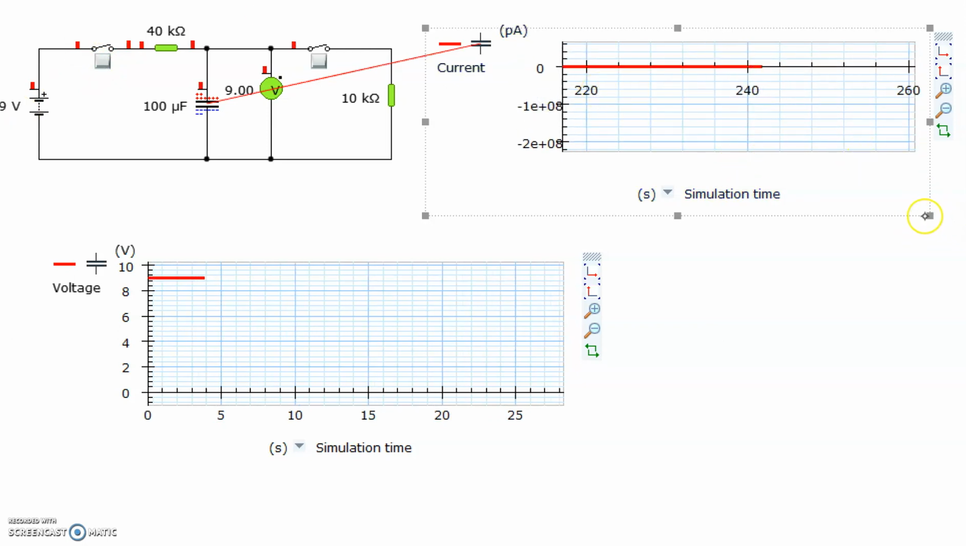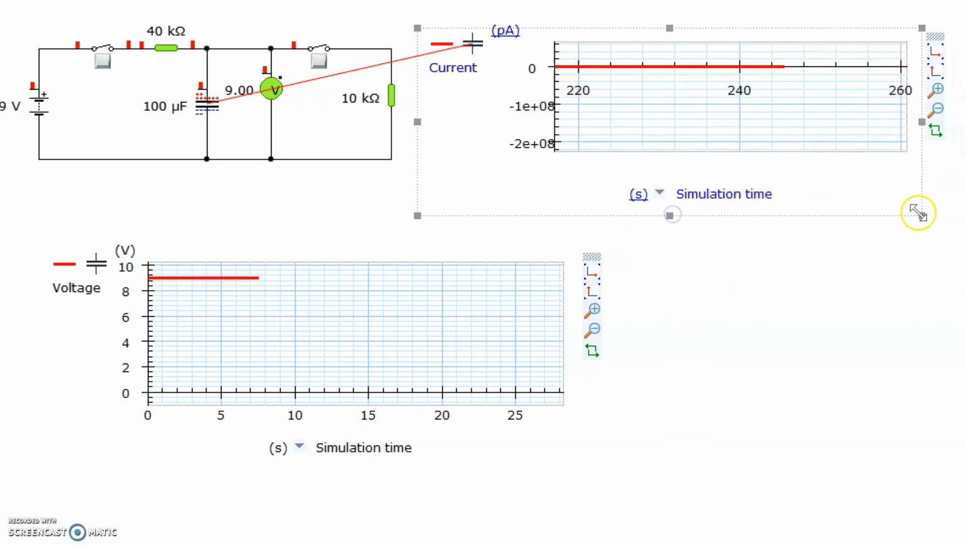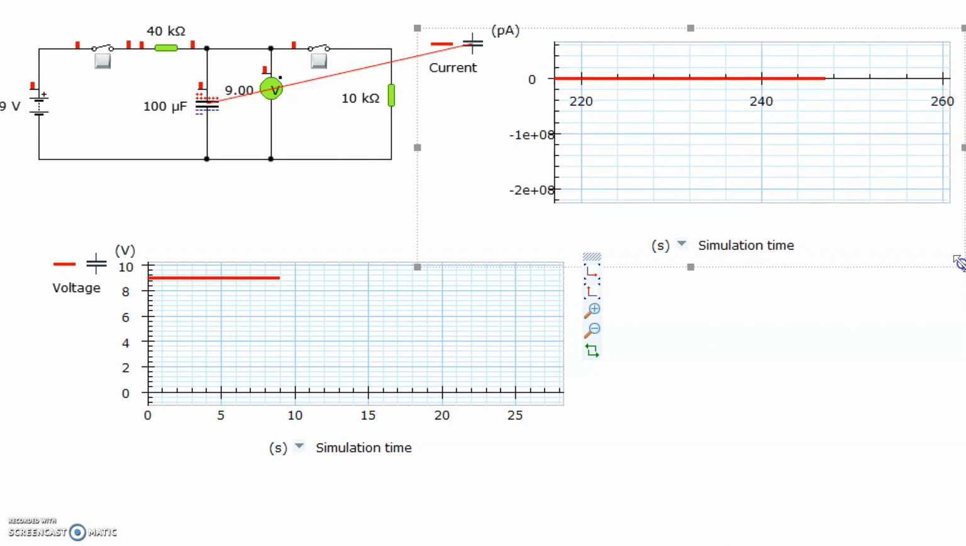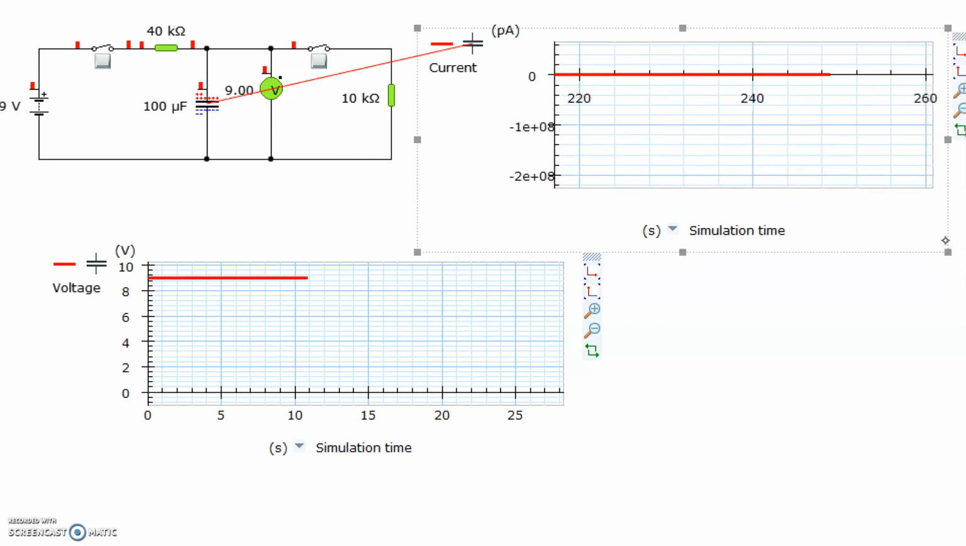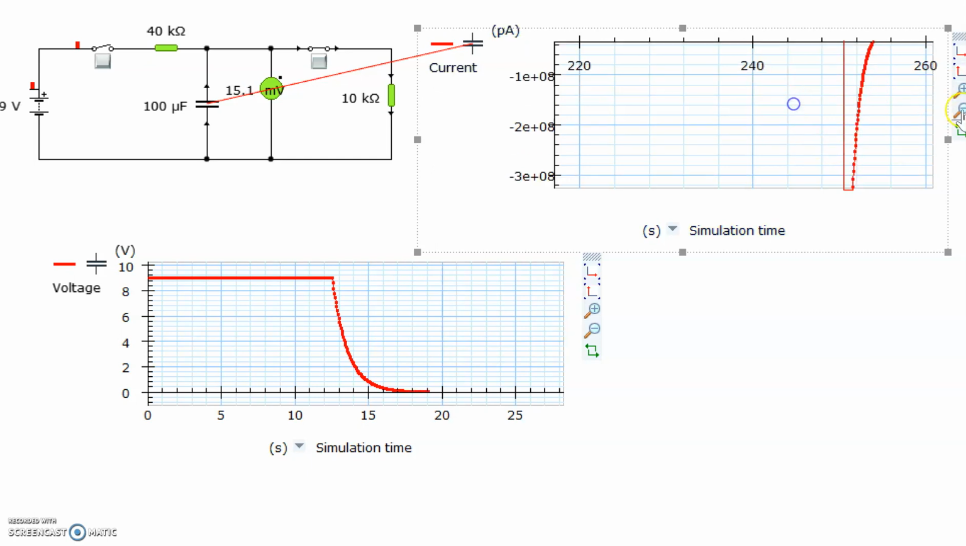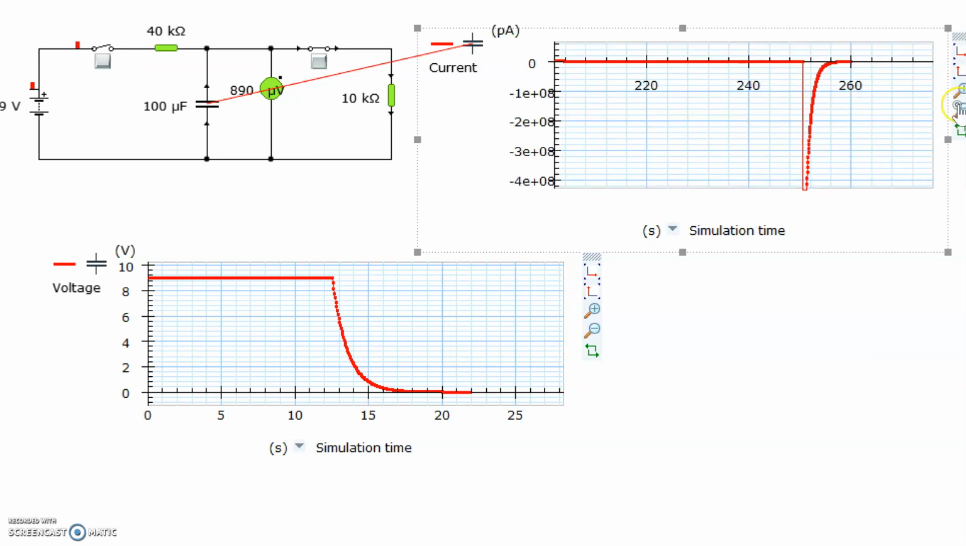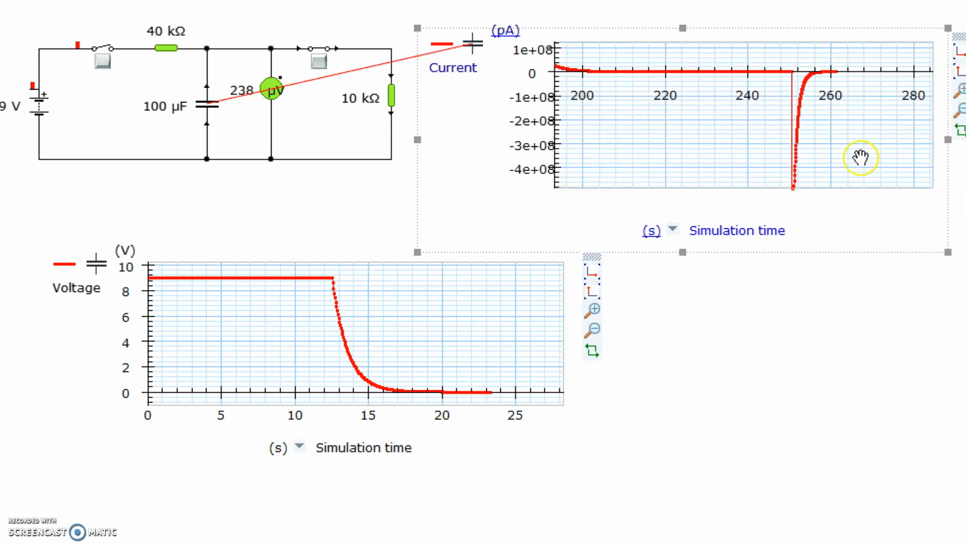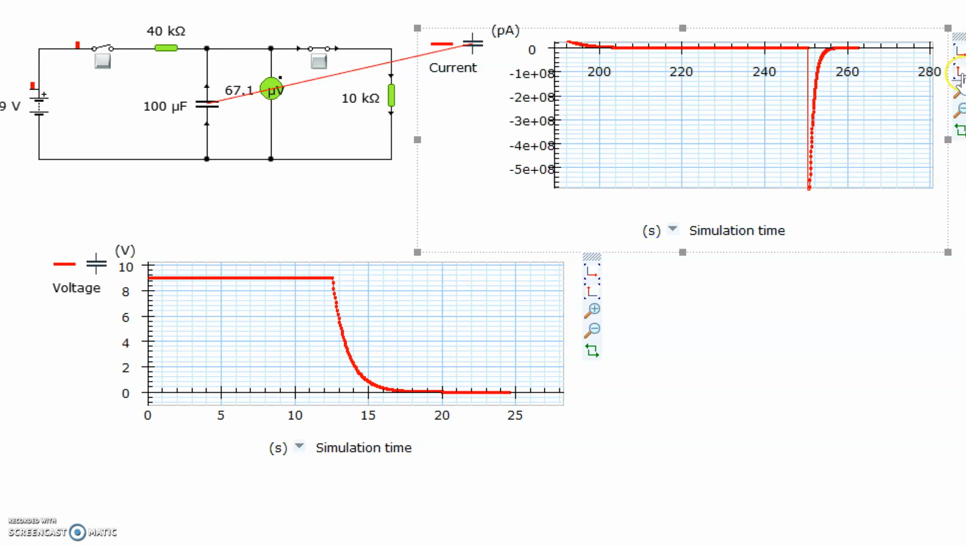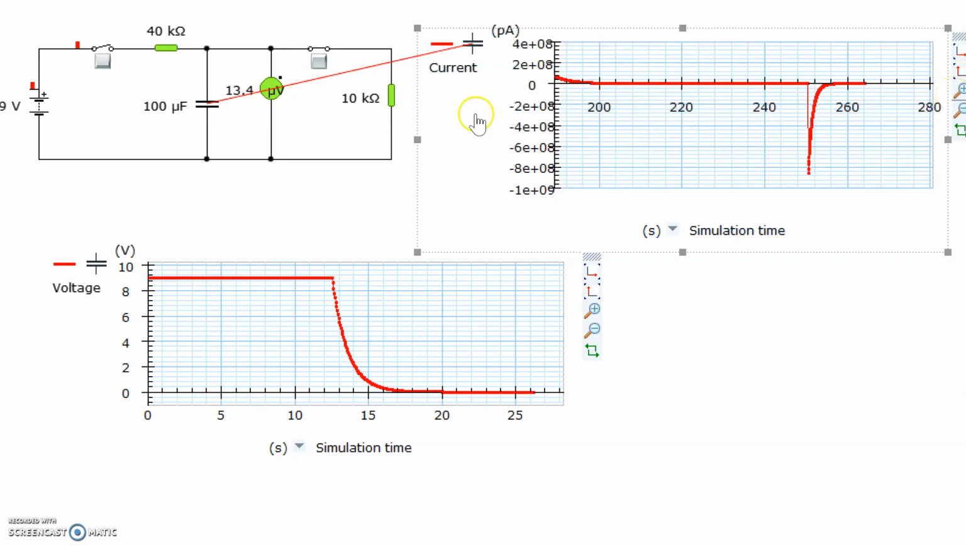Just going to try and move that downwards a little bit there, so we can see a little bit more on what's going on. Okay, so 3, 2, 1, and you can see they're much quicker. Yeah, much quicker there.